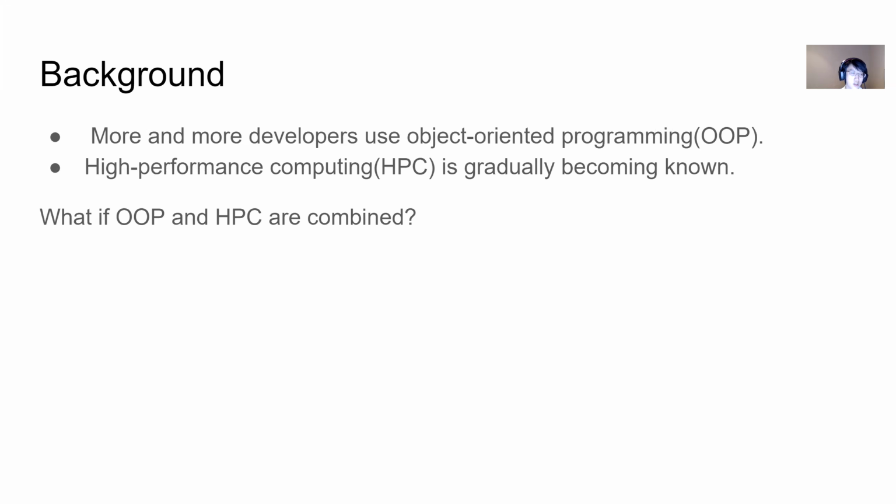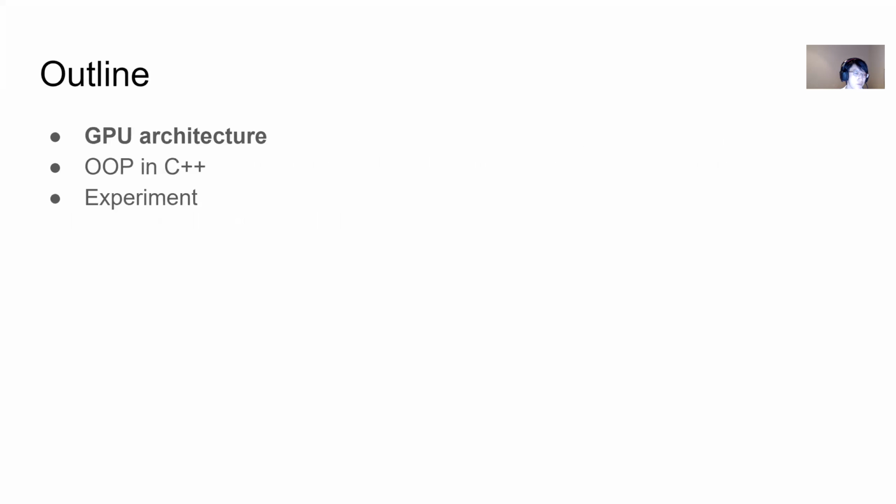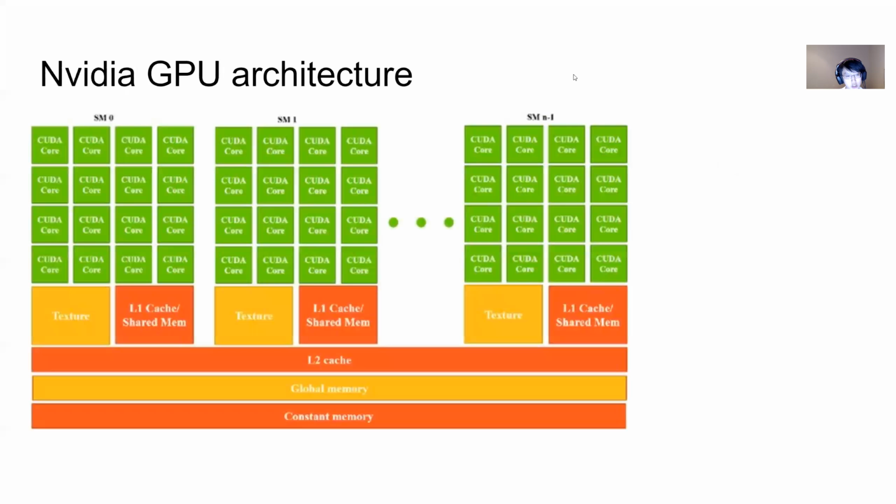Next is the background. More and more people or developers use object-oriented programming, and high-performance computing is gradually becoming known. So what if we combine object-oriented programming and high-performance computing? What will happen? Why not do it? So here's my outline. First, we introduce the GPU architecture.